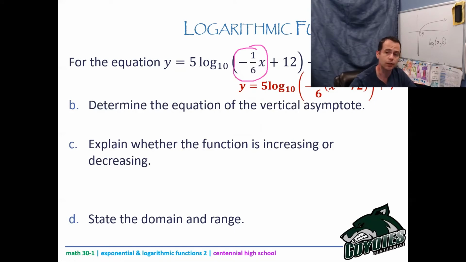So determine the equation of the vertical asymptote. We want to take a look at how we've moved it left or right. We've moved it 72 units to the right. So my equation will be x equals 72.